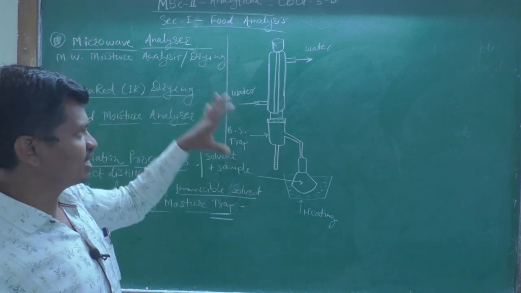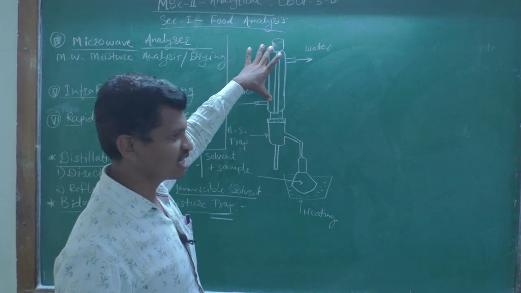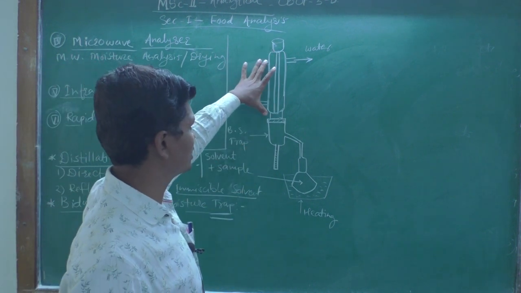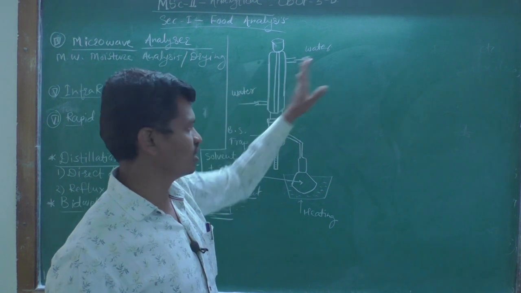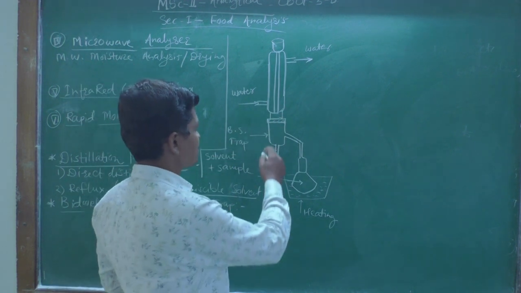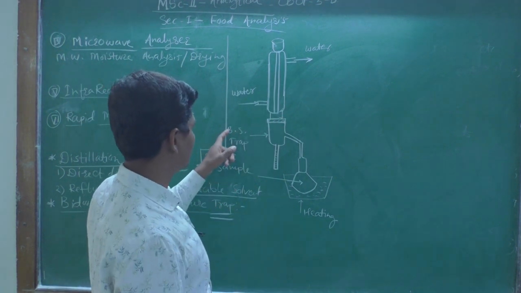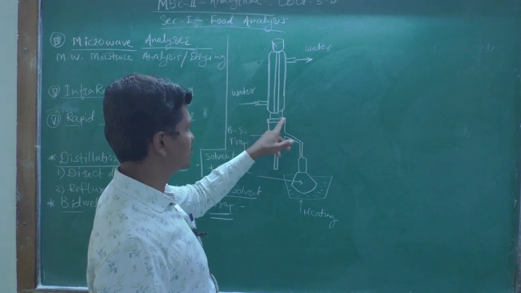Okay, so the apparatus used for this I have drawn here. This is a simple condenser; a simple condenser is generally used. This is the inlet and outlet of this water condenser. Then a Bidwell Sterling trap is attached with the help of this socket.